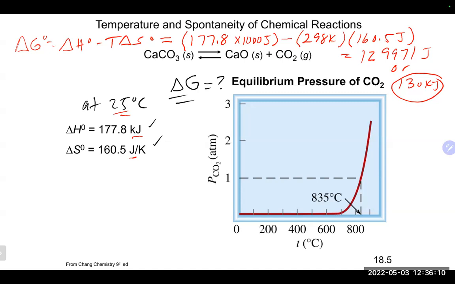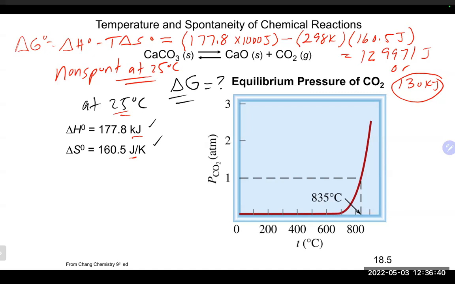First off, any questions on the calculation? Again, you could convert your delta S into kilojoules and roll that way, and you should get hopefully the same number at the end there. Is this reaction spontaneous at 25 degrees? It is non-spontaneous at 25 degrees Celsius. So can we figure out at what temperature this reaction would become spontaneous?